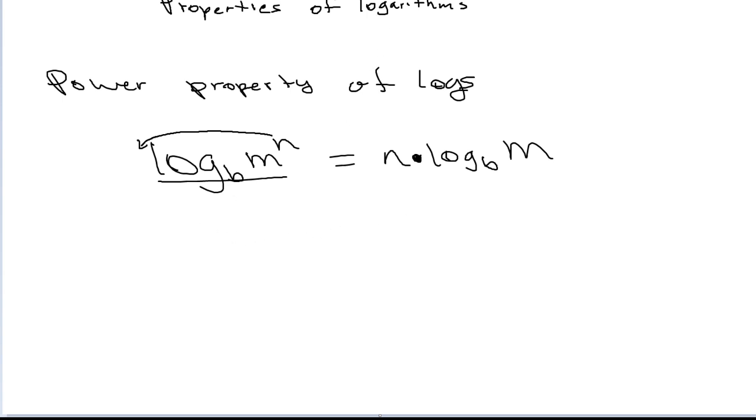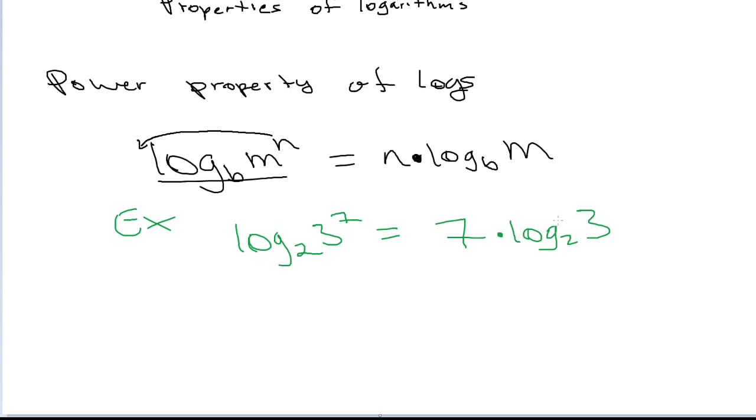One example could be the logarithm base 2 of 3 to the 7th. So this is equal to 7 times logarithm base 2 of 3.